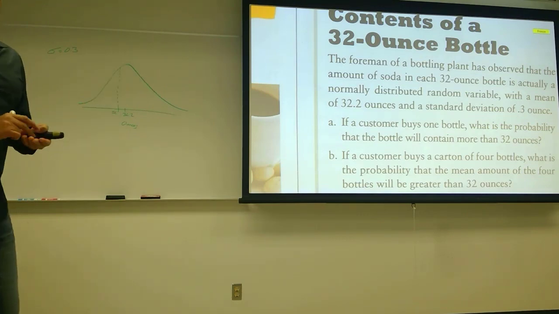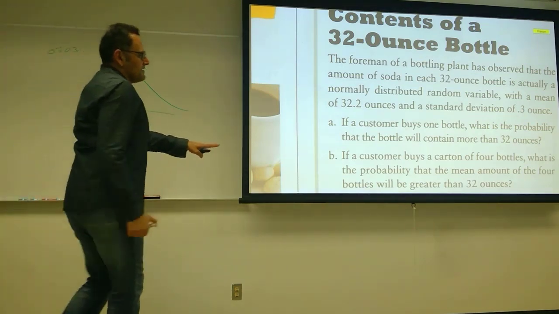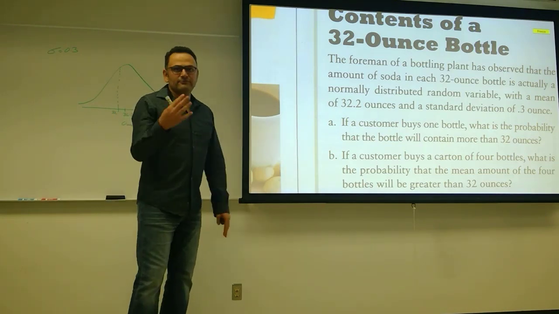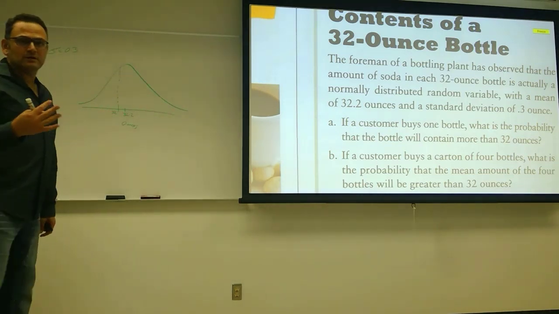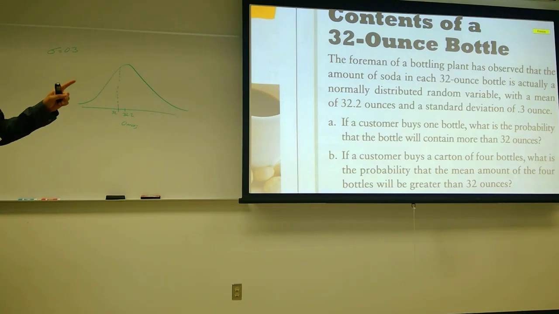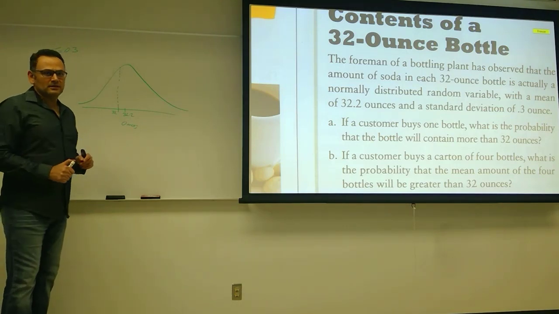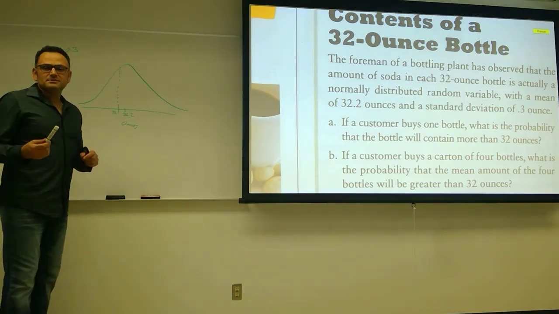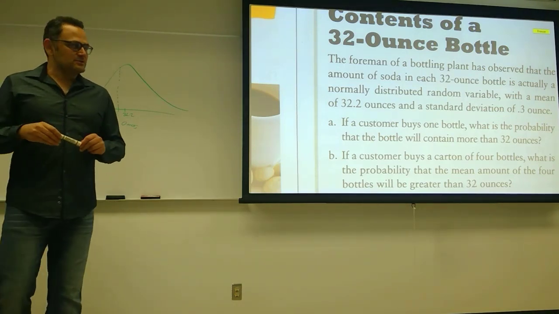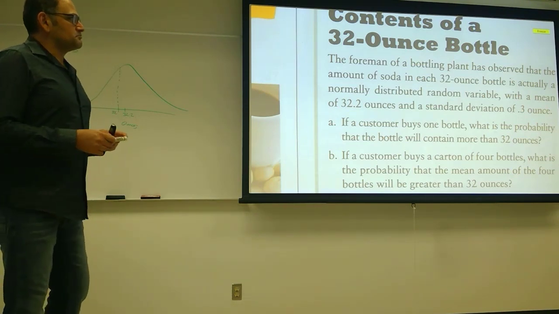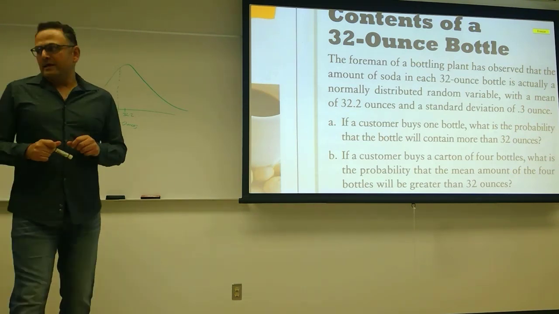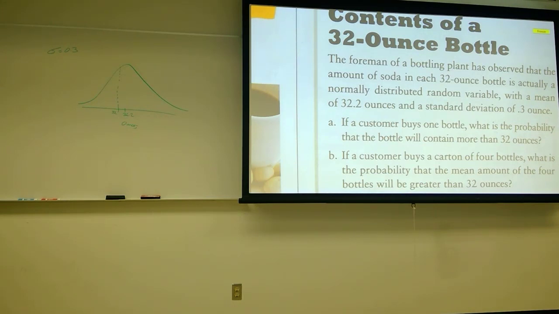Now, with chapter 8, we can also answer a question like, if a customer buys a 4-pack of the soda, what is the chance that those 4 bottles have an average of 32 ounces each? And that is sampling distribution. That is the stuff that we discussed in this chapter, versus the previous one.